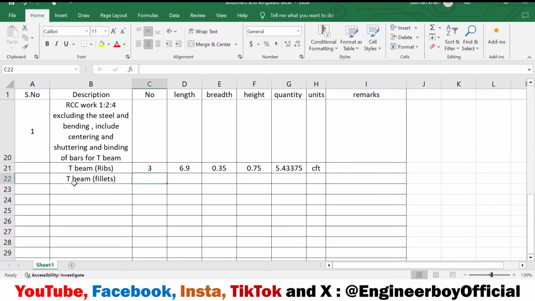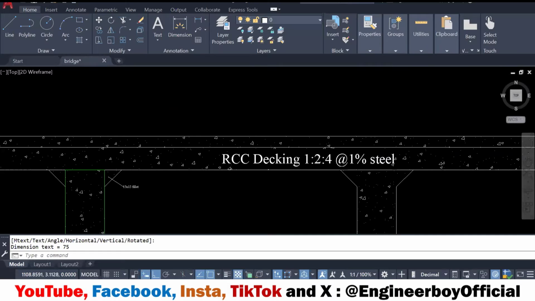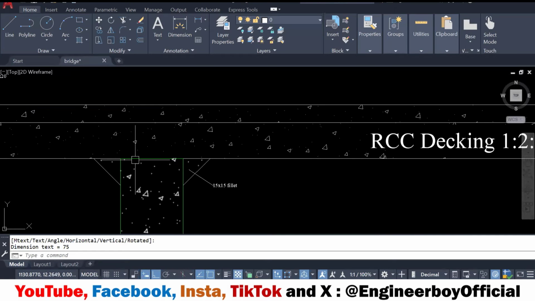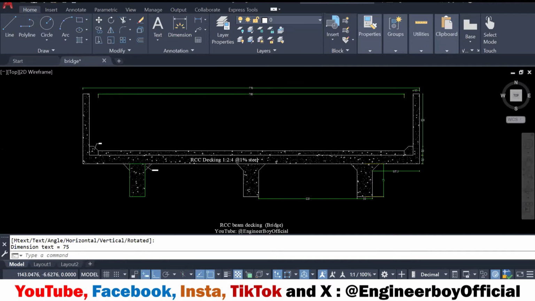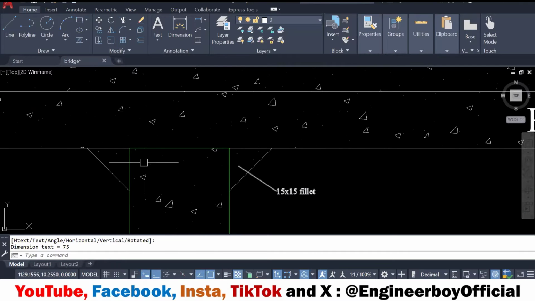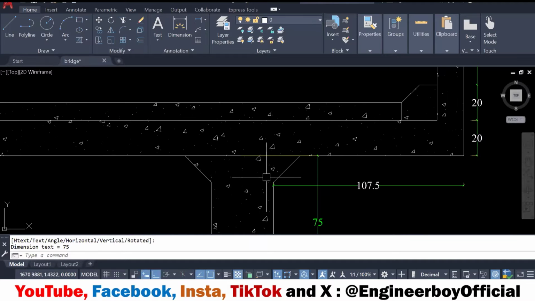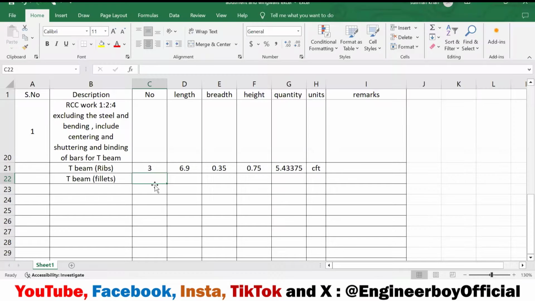Now again, the T-beam fillets. As you can see, the T-beams are 3, but fillets are going to be 6, because 2 fillets for 1 beam. So 3 twos, which means 6 fillets. Like 1, 2 were here, and then 2 were here. It becomes actually 6. So in number, I'll say 6.